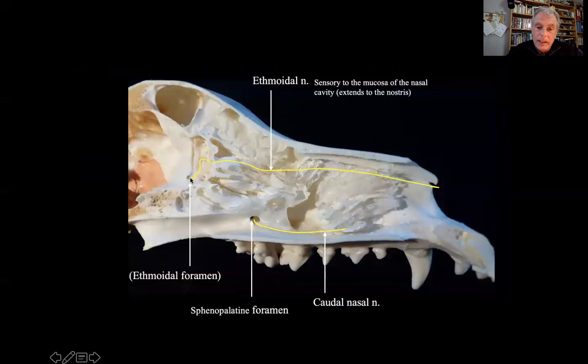So again, this is to show you the ethmoidal nerve, a branch of the ophthalmic, that runs through the cribriform plate of the ethmoidal bone and is sensory for the dorsal portion of the nasal cavity extending up to the nostrils. However, the caudal nasal nerve that goes through the sphenopalatine foramen goes ventrally and is sensory for the ventral portion of the nasal cavity, but doesn't reach as far as the ethmoidal nerve.